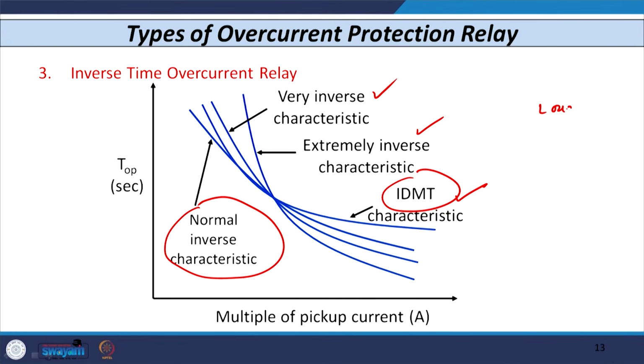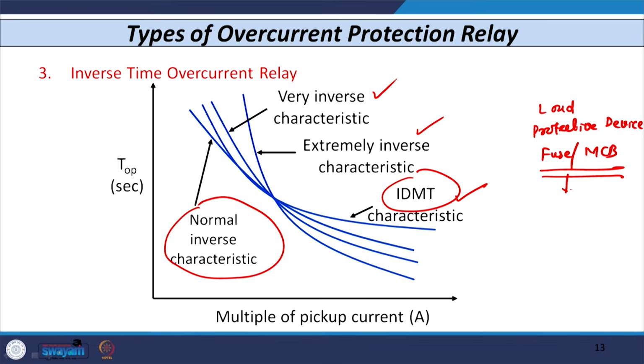The manufacturer is providing different types of characteristic, because whenever we install such a relay, we have to coordinate it with the load side protective device. Normally the load side protective device is either a fuse or an MCB. This fuse or MCB has some specific type of characteristic or curve.